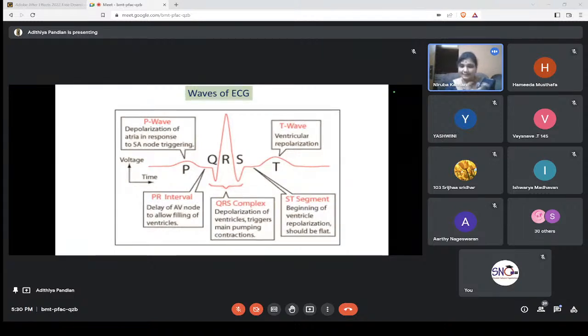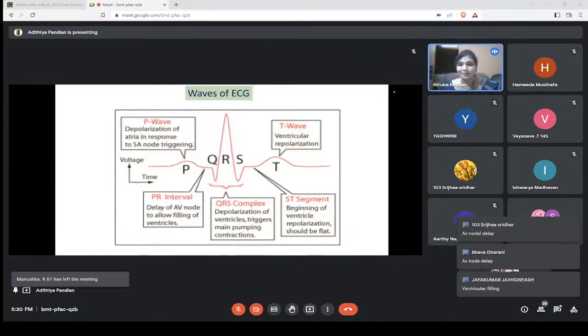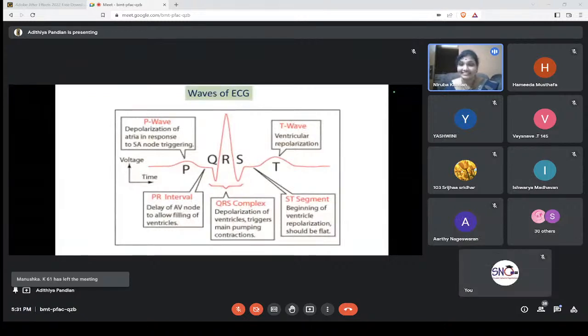What is happening in this PR interval? It is AV nodal delay. Not only AV nodal delay, there's something else also happening there. Okay, ventricular filling. Somebody has come up with this. Jay Kumar has come up. What is happening in that PR interval other than AV nodal delay? Even your bundle branches and Purkinje fibers are getting excited. Only when they get excited can the ventricles get depolarized and bring you a complex called the QRS complex.